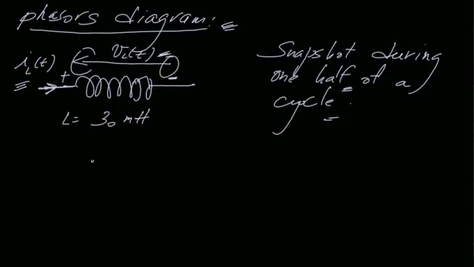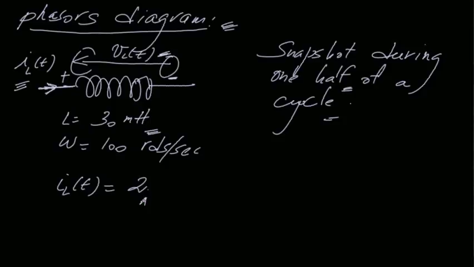Anyway, so we assume that L is 30 millihenries. We assume that omega is, let's just say 100 radians per second. All right, and let's say that I gave you the value of I. So I told you that IL of t is 2. That means the maximum current at one point in time would be 2 amps. So the current is fluctuating between -2 amps and +2 amps.